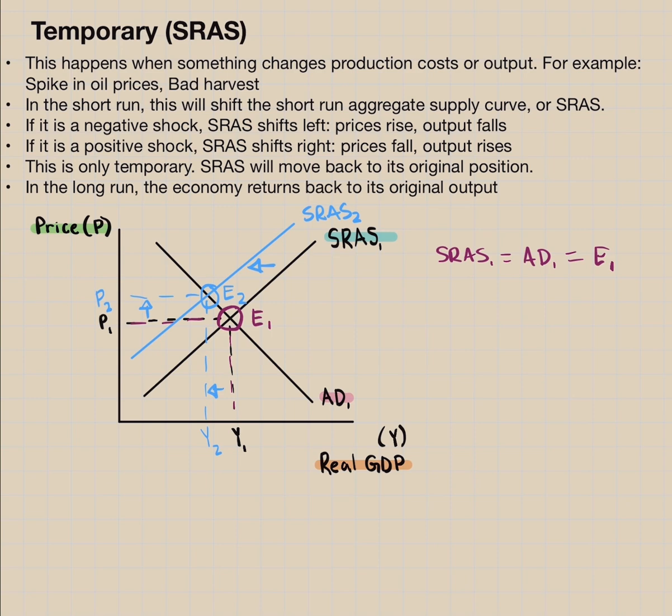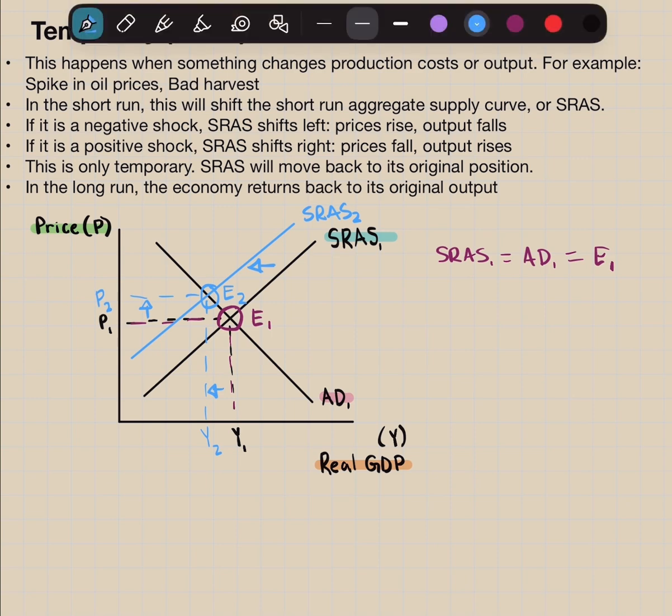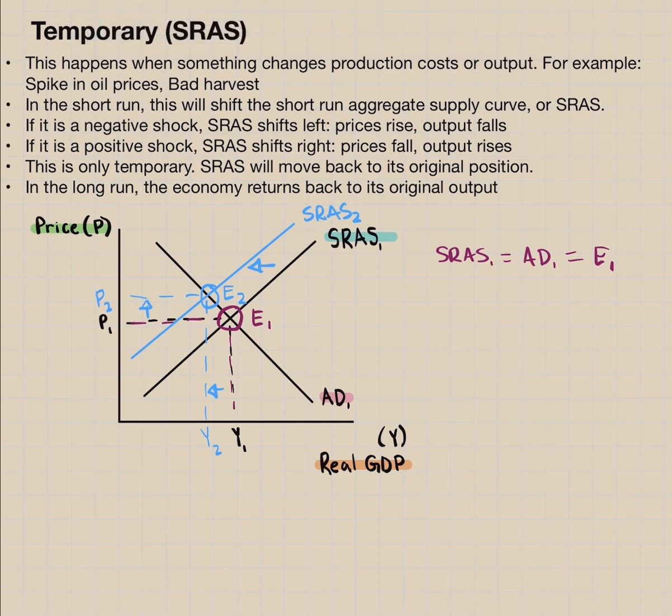But next season, we had lots of rain and we were able to harvest more crops. So our supply has gone back to normal, and we have once again reached that same equilibrium where Y1 equals Y3 because we are back where we started, and price 1 equals price 3 because we are back where we started. This shows how it's only temporary and eventually it will return back to its normal output.